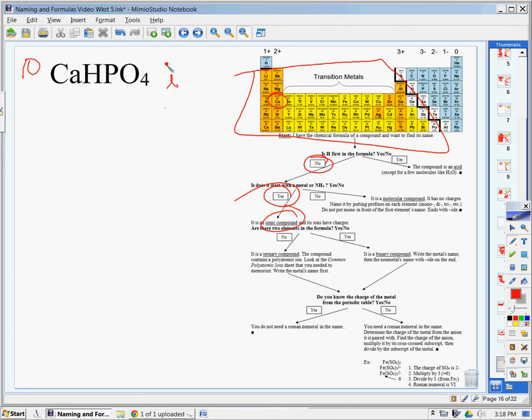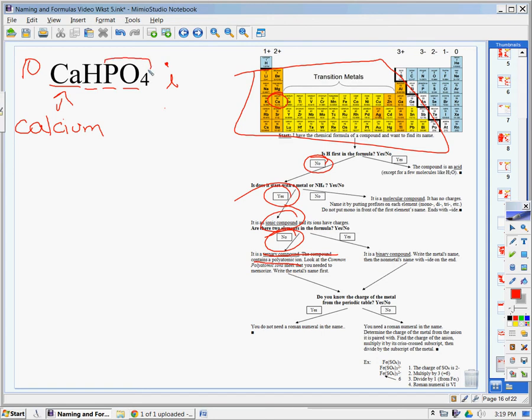All right, next question. Are there 2 elements in the formula? No, there are 4 this time. 1, 2, 3, 4. All right. It's a ternary compound. The compound contains a polyatomic ion. Look at the common polyatomic ions list you need to memorize. Write the metal name first. So the metal name is calcium. C-A-L-C-I-U-M.